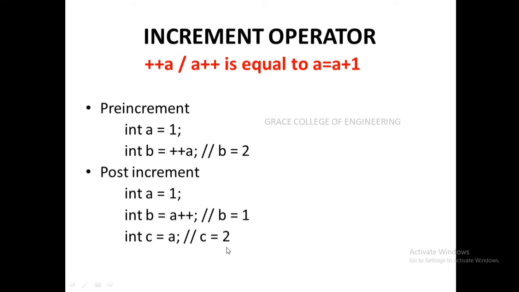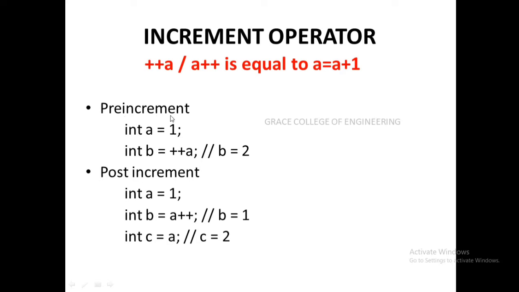So let's see the increment operator in detail. Normally plus plus a or a plus plus will be called an increment operator. Plus plus a will be called the pre-increment operator and a plus plus will be called the post-increment operator. So a plus plus or plus plus a will be equal to a is equal to a plus 1, which increases the value of a variable by 1.